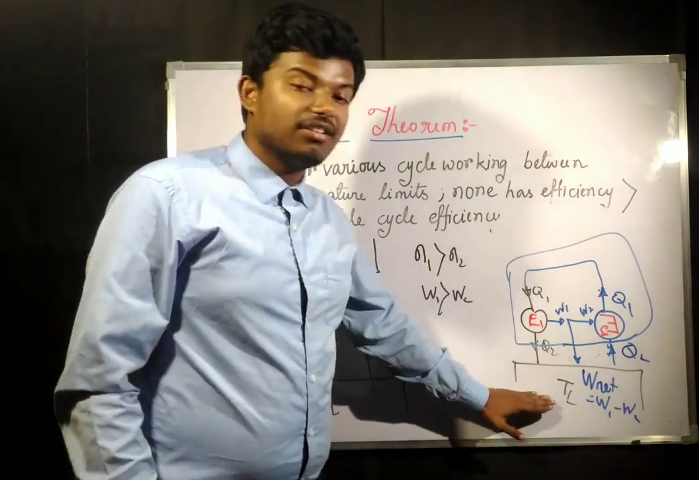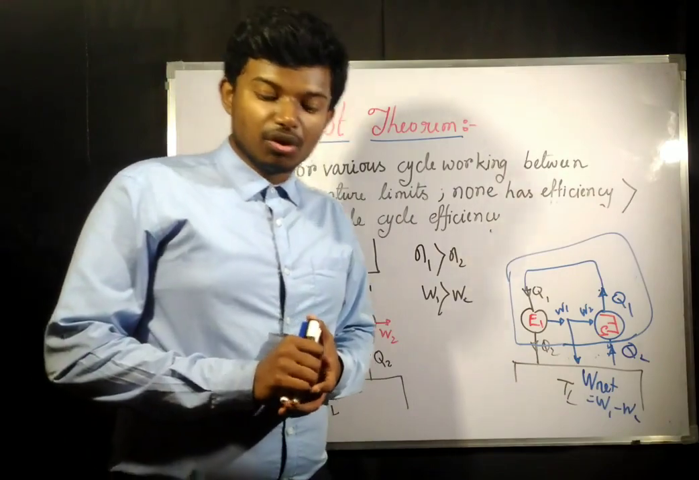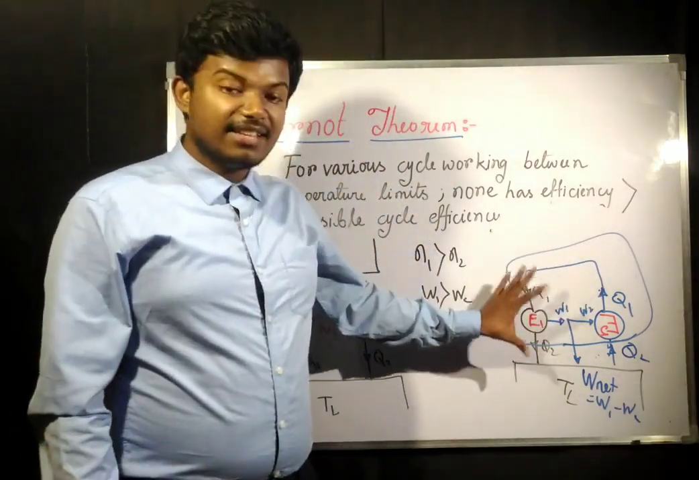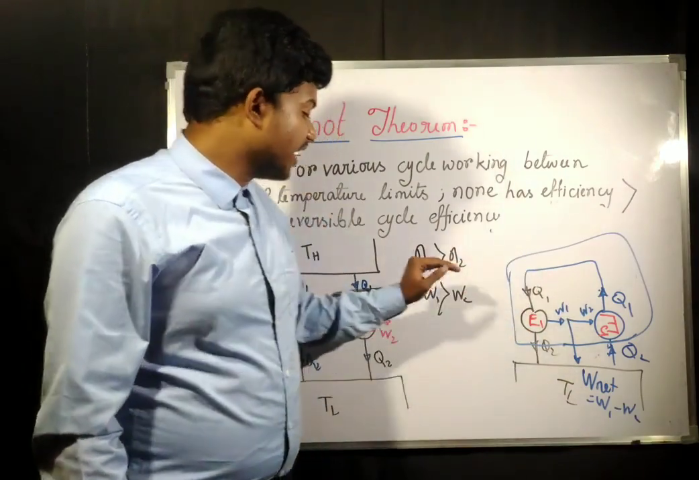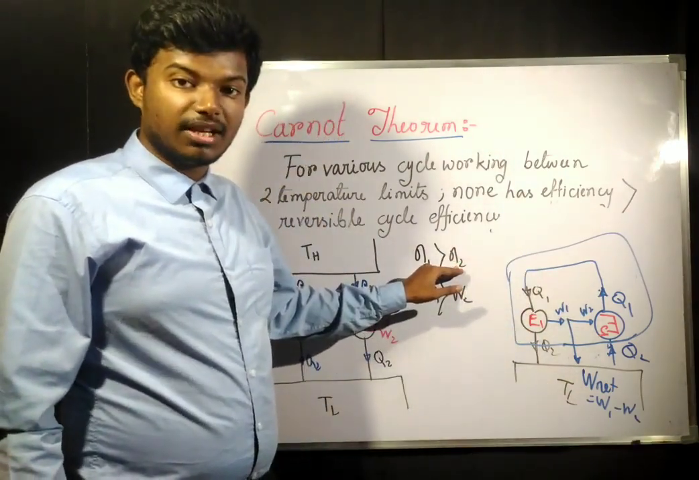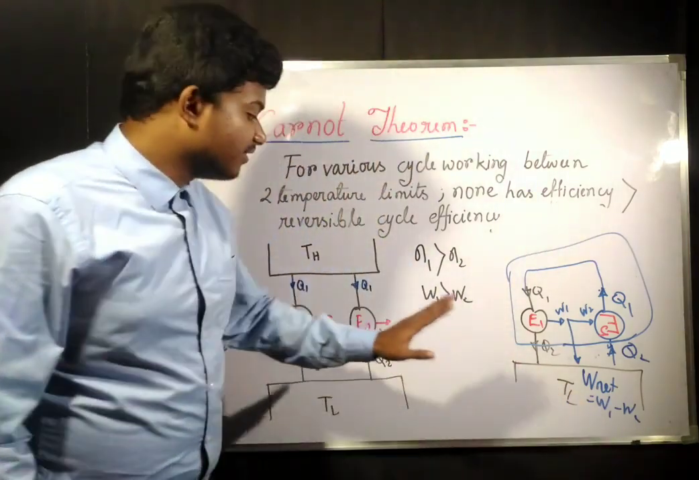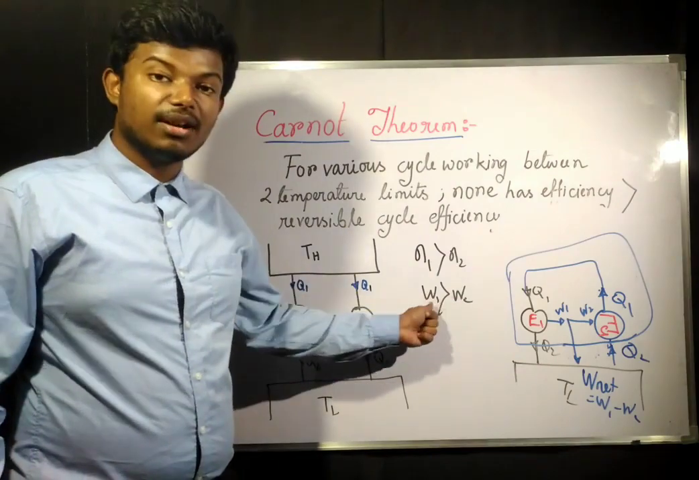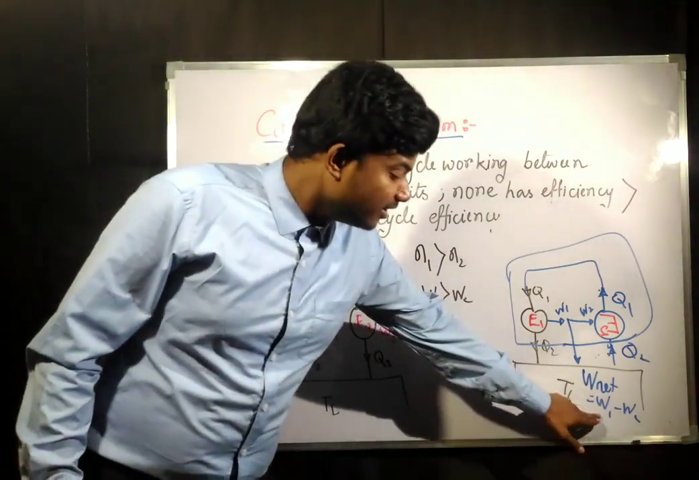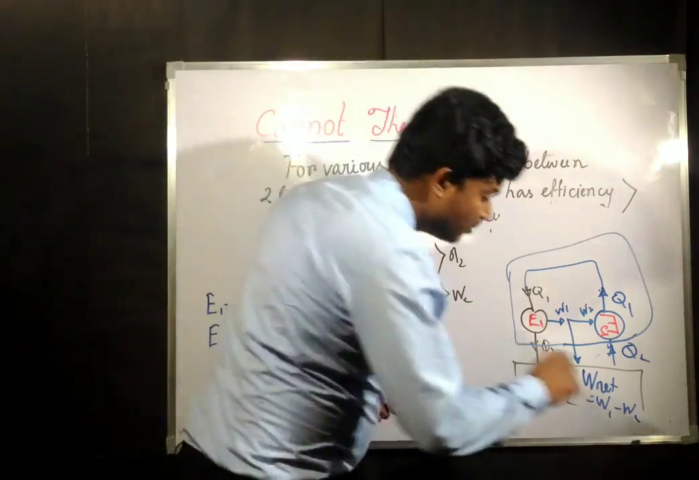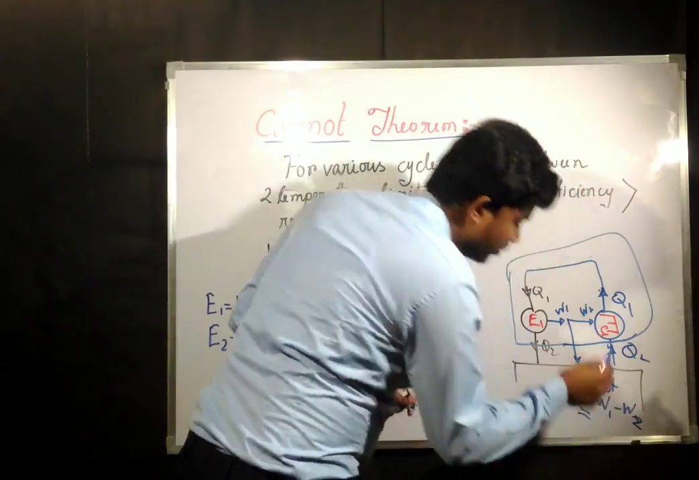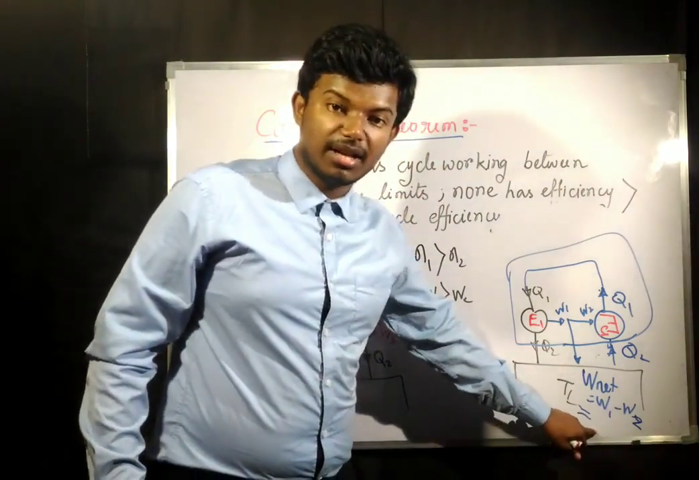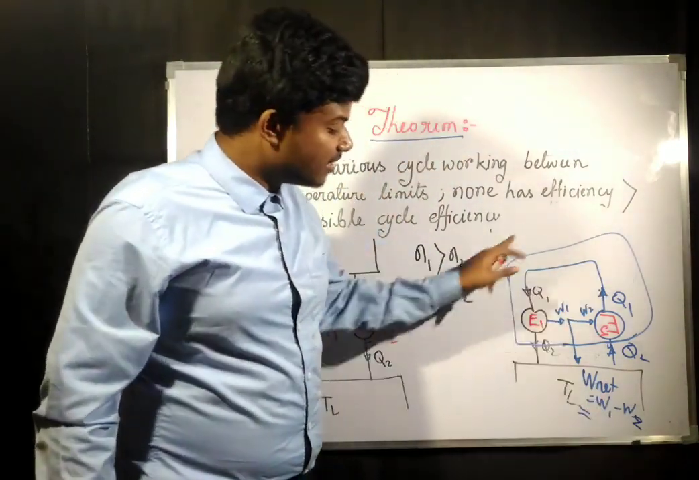So this is the violation of the Kelvin-Planck statement. Okay, this is the violation of our Kelvin-Planck statement. So that is the reason, the assumption which we have taken, W1 is greater than W2. If W1 is greater than W2, then only we are going to get some W net. And to get W net, this system has to be there.